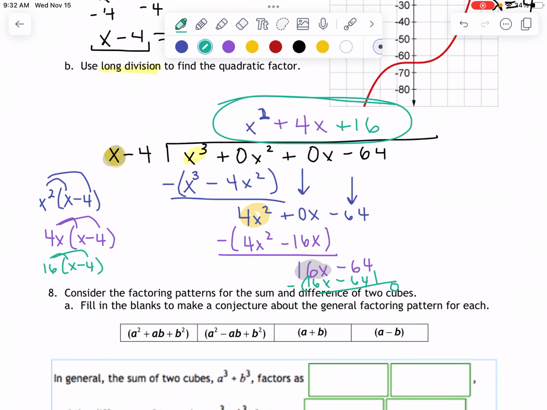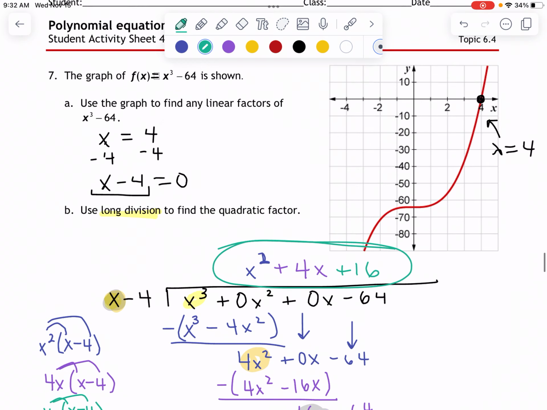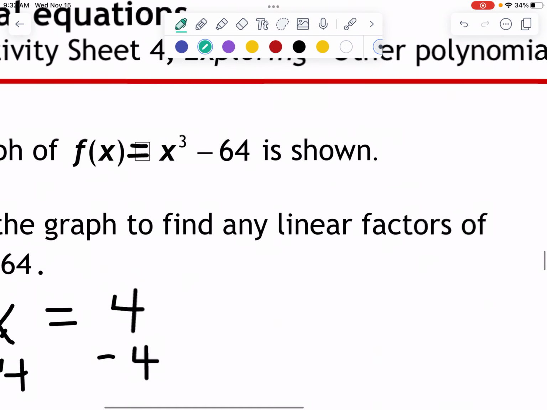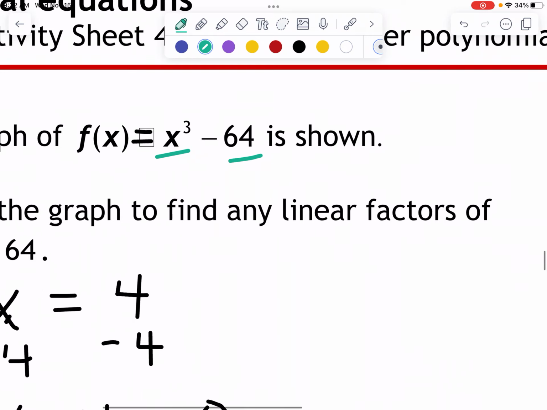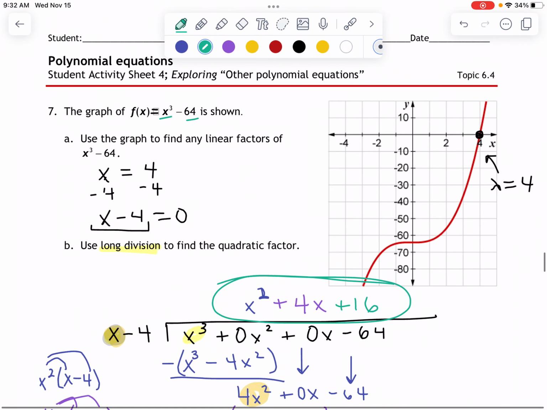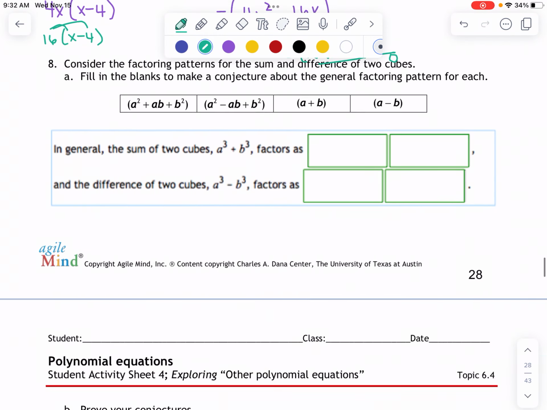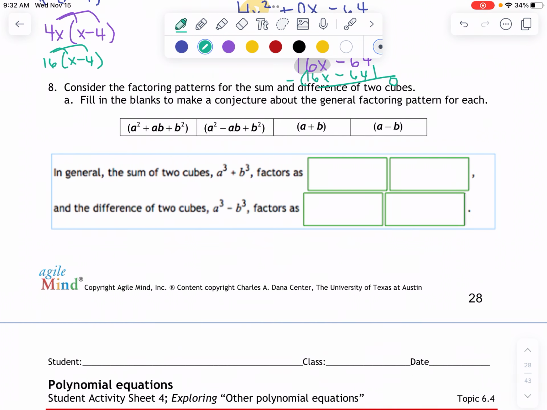You may have noticed, and we talked about this earlier, we have two terms that we're subtracting from each other, and we actually have a difference of cubes. The previous problem, number 6, we had a sum of cubes, and we talked about this back in topic 5, I believe, with our difference of cubes and our sum of cubes.